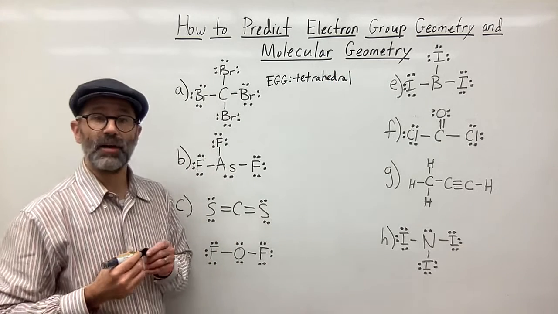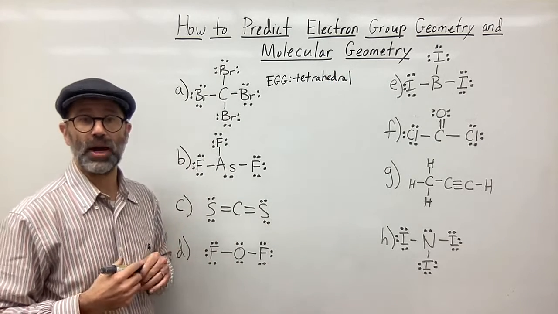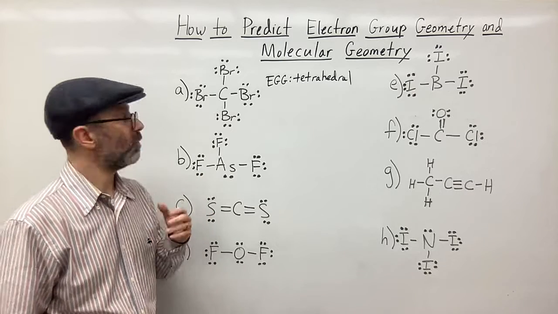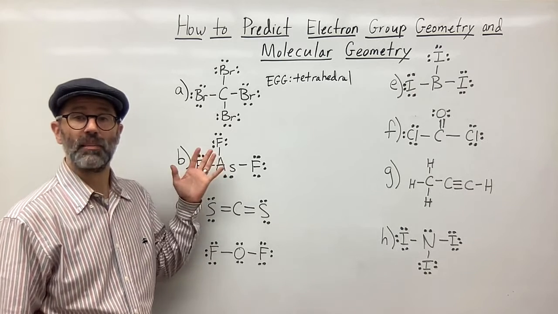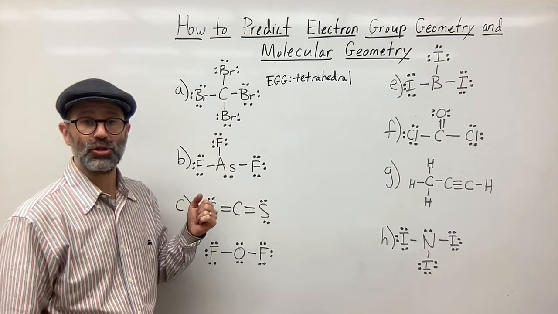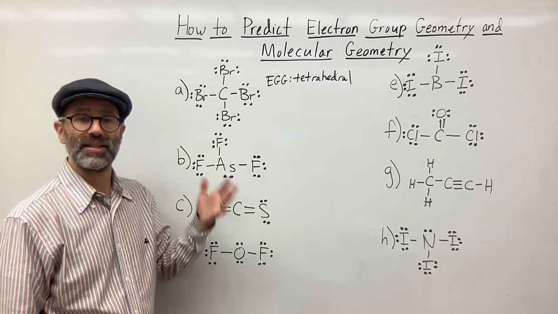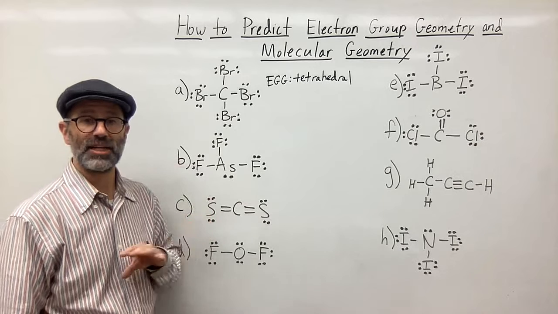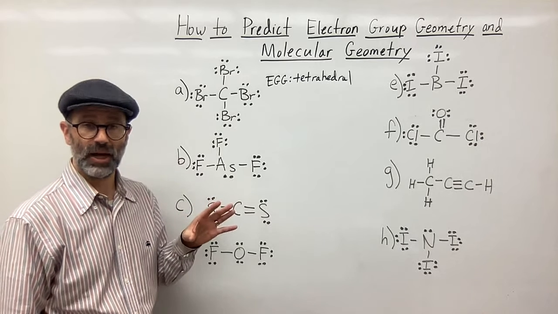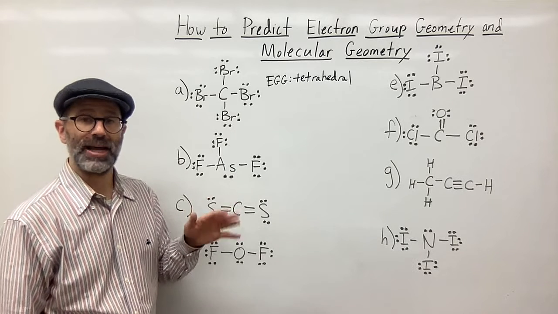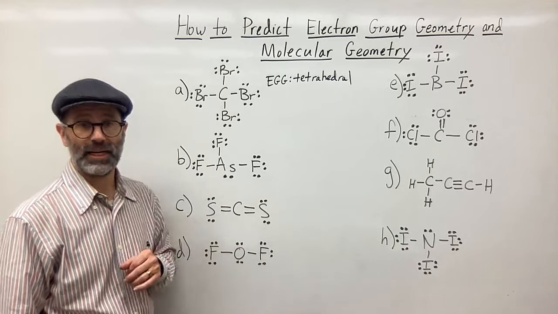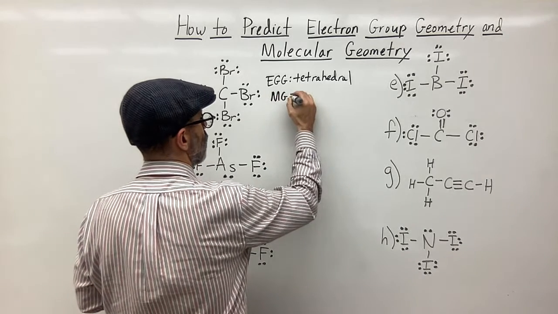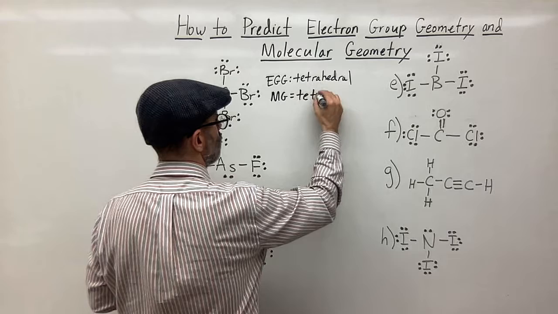And again, if you look at the molecular group geometry where you have 4 bonding groups and 0 lone pairs, then your molecular geometry will be identical to the electron group geometry. So as I said before, anytime you have a central atom that has no lone pairs on the central atom, your electron group geometry and your molecular geometry will be identical. So in this case, the molecular geometry is also tetrahedral.